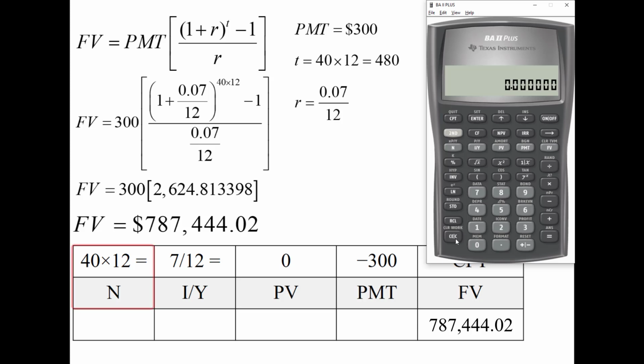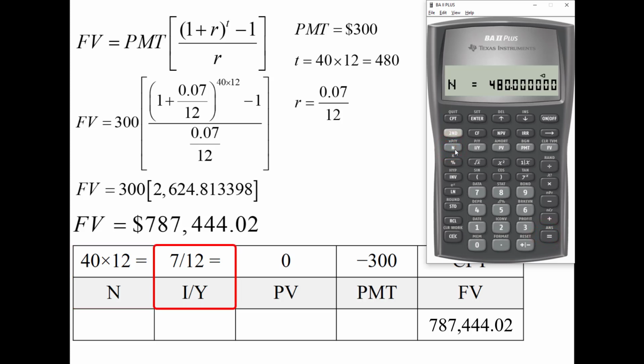And the first thing we're going to type in is our N, or our number of time periods. And in this case, it's going to be 40 years times 12 months in a year, and we're going to have 480 time periods. So I'm going to type in 40 times 12. And it's important here that you hit equals. If you did not hit equals, it will store the number 12, and we don't want that. We want it to store the number 480. Then hit our letter N.